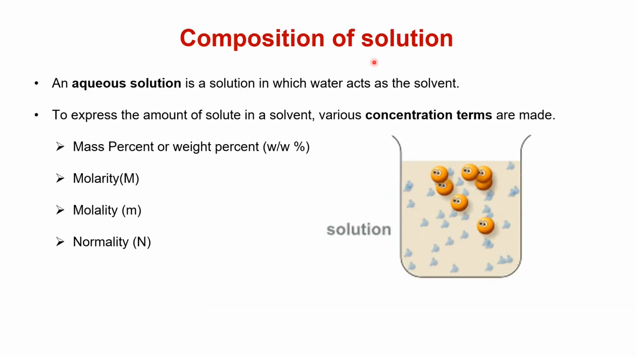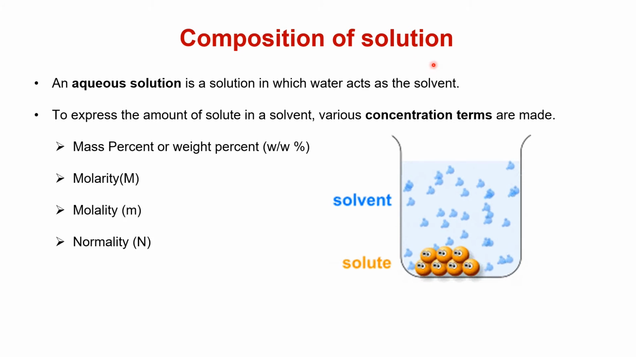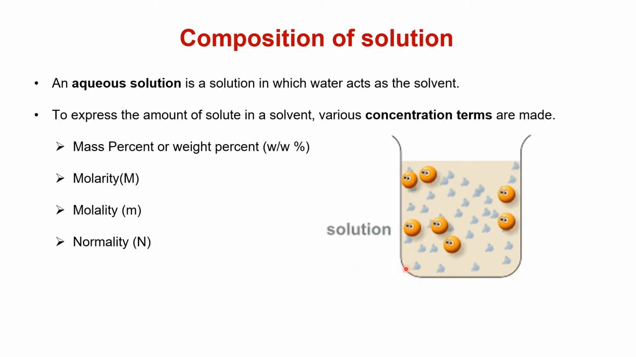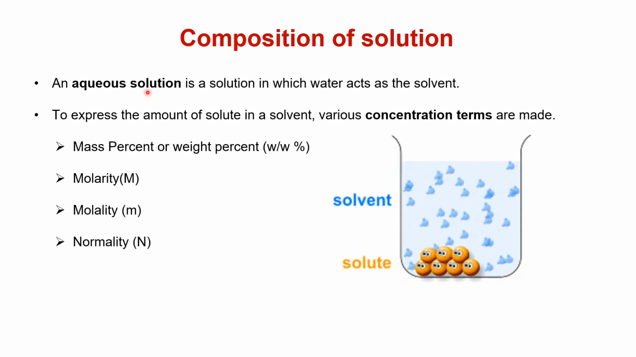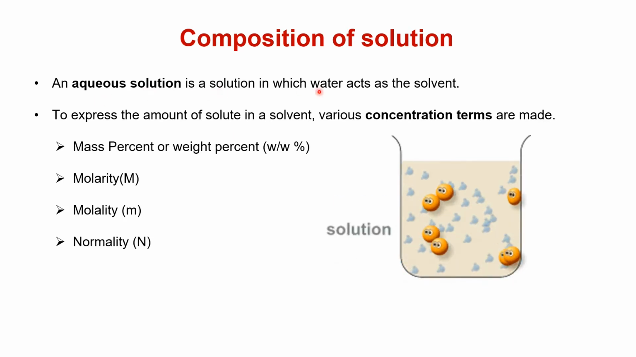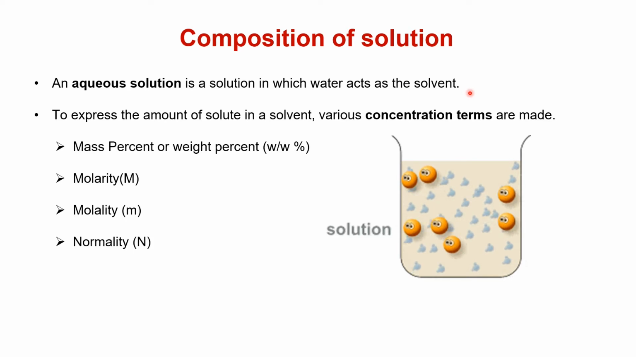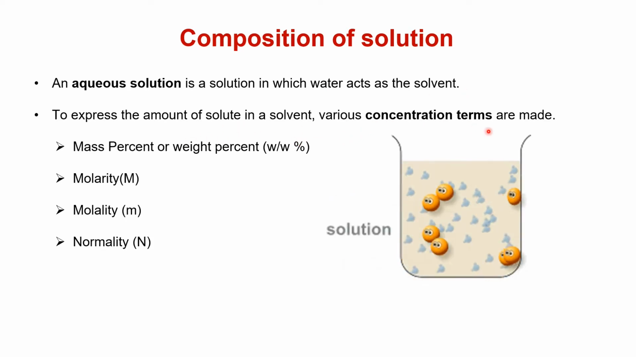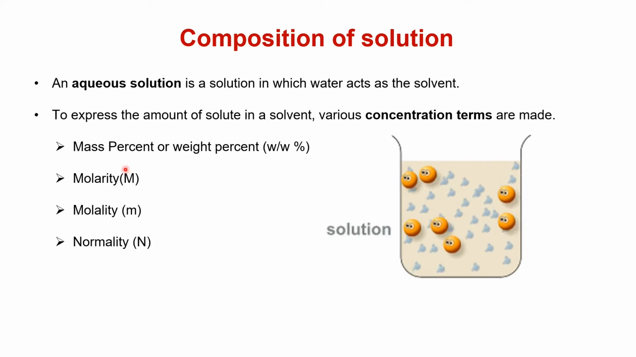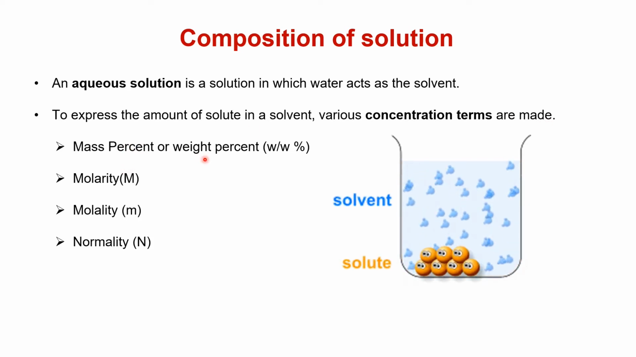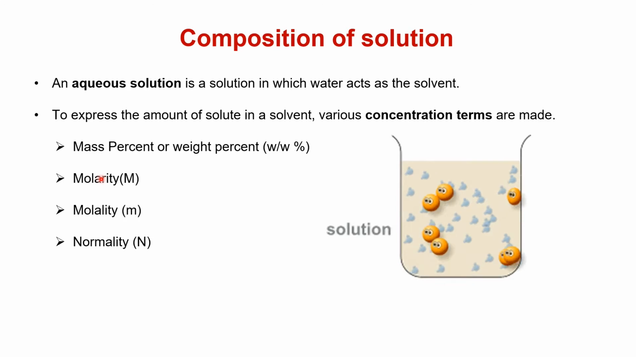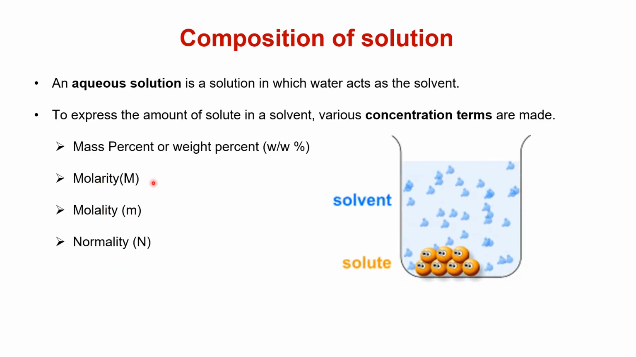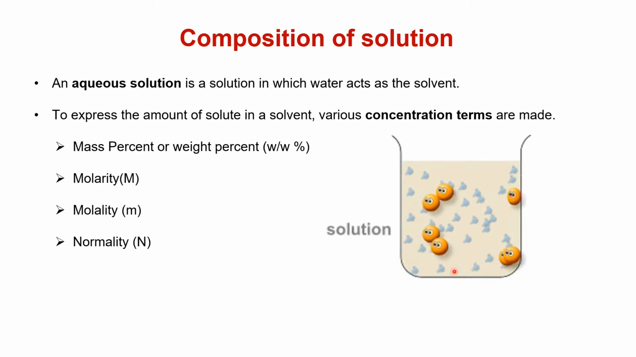Let's see how we actually calculate the composition of a solution, like how we can see how much solute is present in a solution. So an aqueous solution is a solution in which water acts as a solvent, and to express the amount of solute in a solvent, various concentration terms are used. Some of them are mass percent or weight percent, molarity, molality, normality. I'll be discussing some of these in this video.